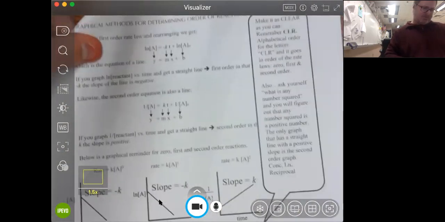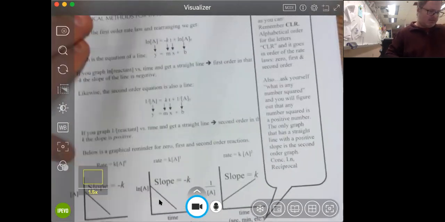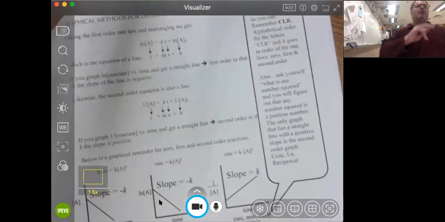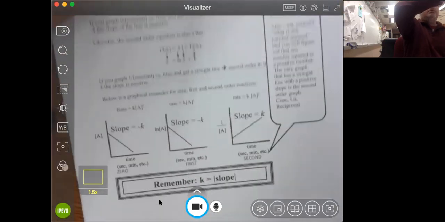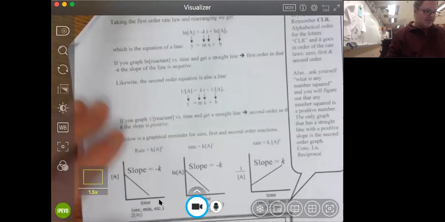All right, so if you want, open up to page 19. This is kind of a quick summary of what we talked about today.